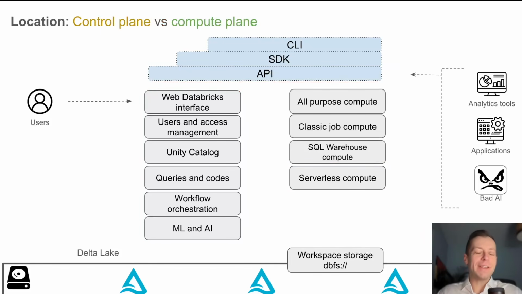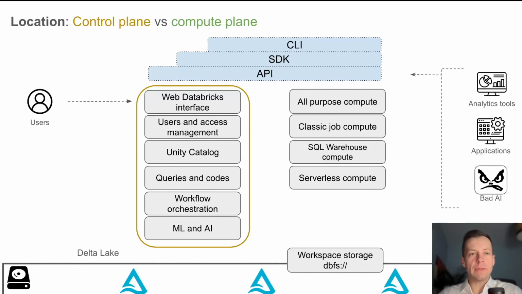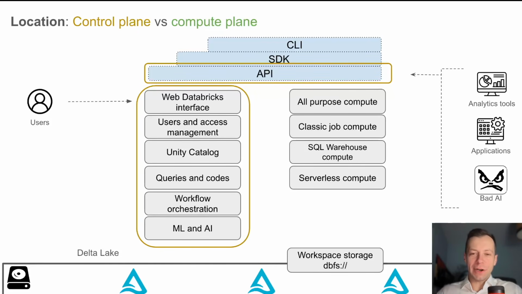And the last thing: which part of it is a control plane and which part of it is a compute plane. And this one is fairly simple. Of course, everything here on the left is a control plane. Those are elements which are controlling the behavior of our Databricks, plus the API. And everything on the right is a part of the compute plane.